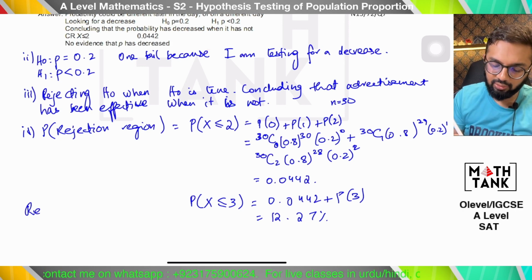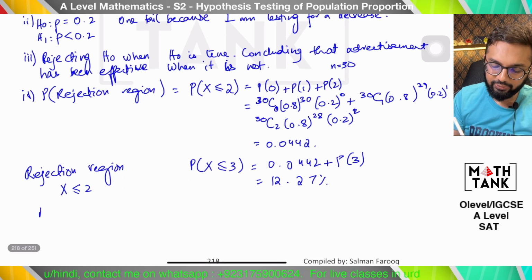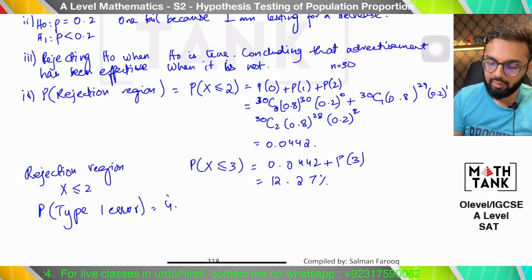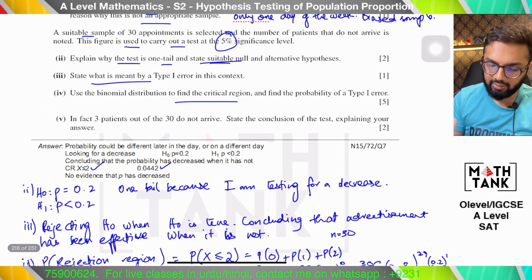So my rejection region has come out as x is less than or equal to 2. What's the probability of a type 1 error? It is the probability that I just found out, 0.0442. Yep, that's the correct answer. The critical region is also correct.